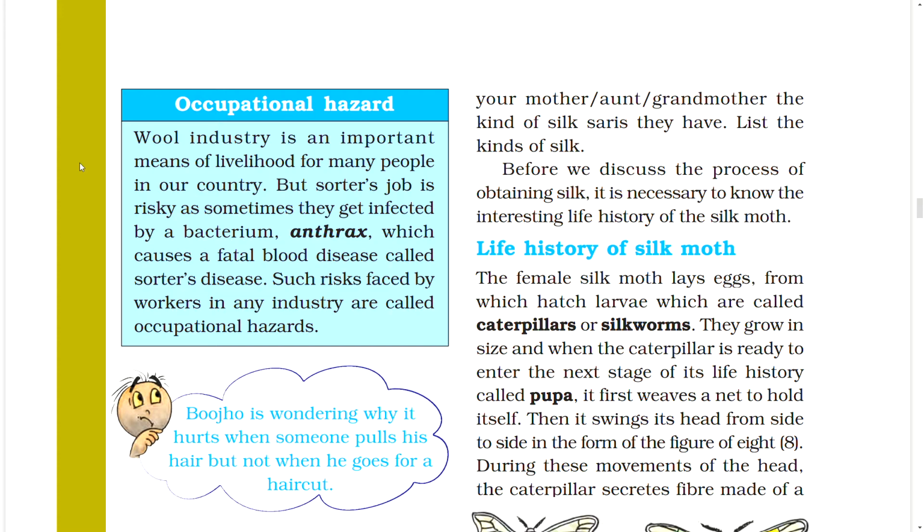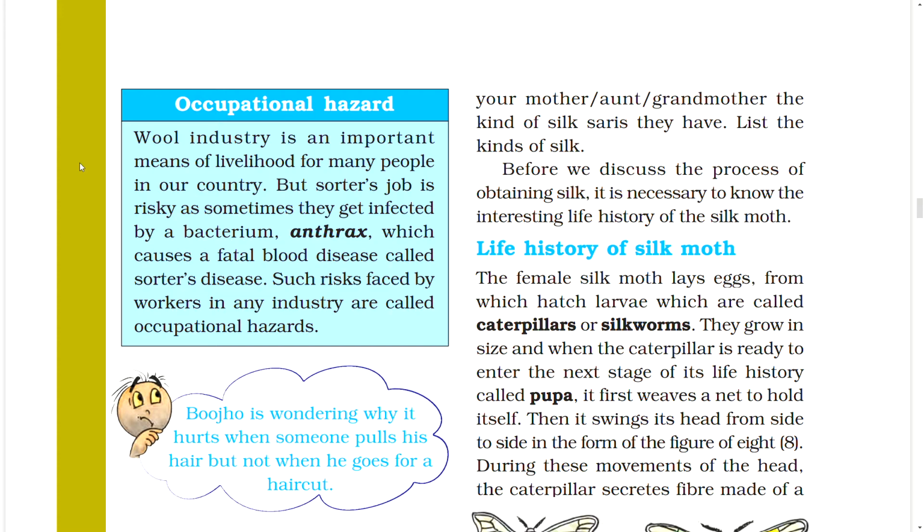Occupational hazard. Wool industry is an important means of livelihood for many people in our country. But sorters' job is risky as sometimes they get infected by a bacterium, anthrax, which causes a fatal blood disease called sorter's disease. Such risks faced by workers in any industry are called occupational hazards.